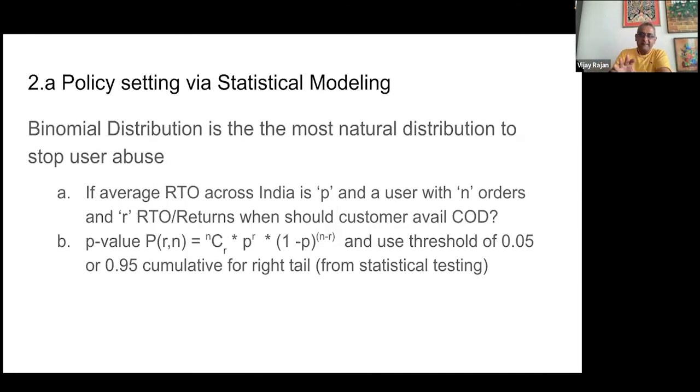So, policy setting via statistical modeling. Let's talk about binomial distribution. It's the most natural distribution to portray the user abuse. If the average RTO, return to origin, across India or your country was p, and a user with n orders and r RTOs from history, should we allow cash on delivery, COD, for the next n+1 order? We could use p-value and use a threshold of 0.05 from statistical testing, or 0.95 for cumulative right tail, and use this p-value: nCr times p to the power r times (1 minus p) to the power n minus r.